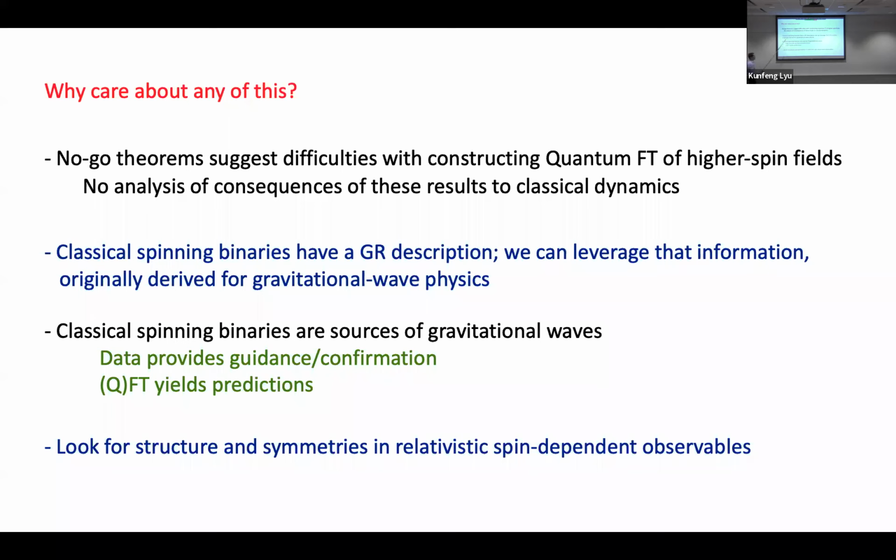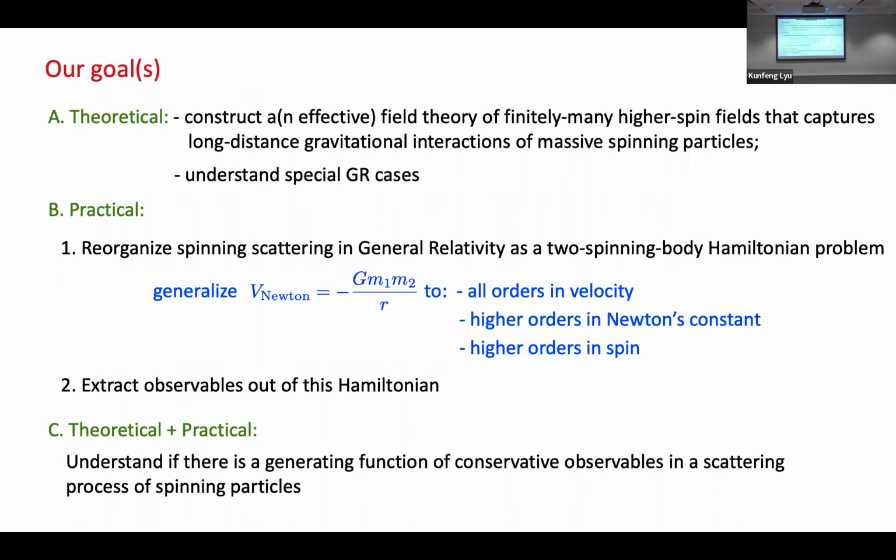All right, so when we're done with all of this, we're also going to look for structure. As you might have gathered from my talk yesterday, I always like to look for structure because it lets us go forward. So here is the goal. There are three: theoretical, practical, and both. Theoretically, we are going to attempt to construct this effective field theory with finitely many higher spin fields, which captures the long-distance gravitational interactions of massive spinning bodies. And we are going to try to understand special GR cases.